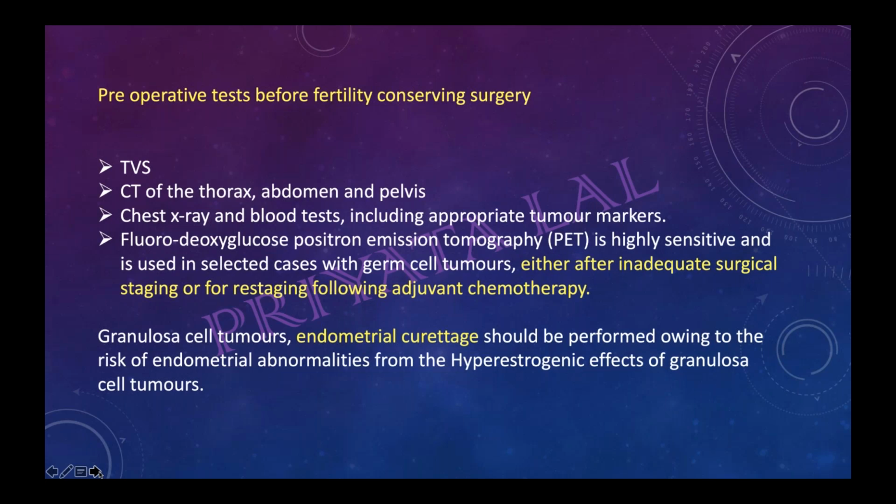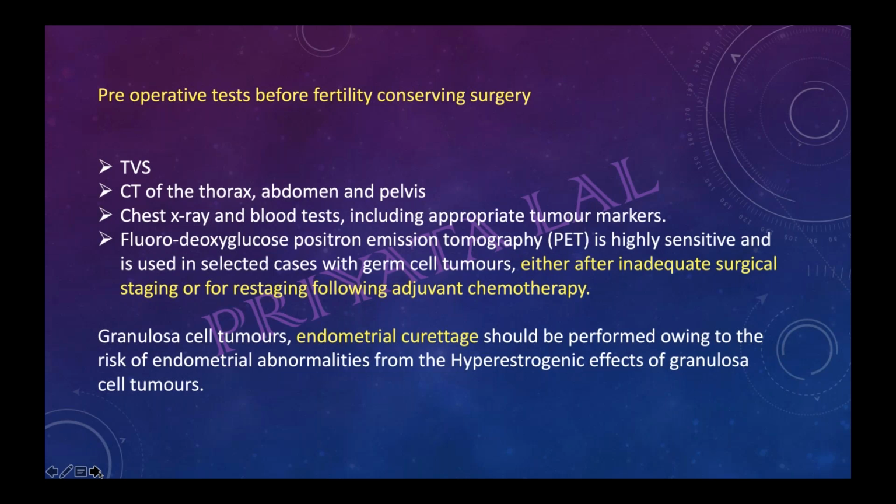Another will be a PET scan, that is done in selected cases. Why? If inadequate staging has been done, for example, incidental diagnosis of GCT, or the patient received adjuvant chemotherapy and is going for restaging, then a PET scan is required. It is not for all. Another question that comes: if the patient is going for another surgery, or if there had been incomplete surgery, what is the investigation of choice? Your answer will be PET scan. I have seen this question many times.